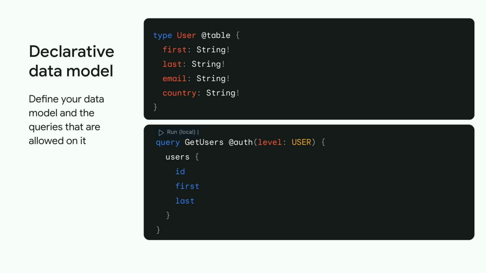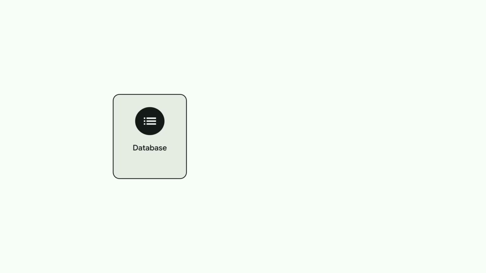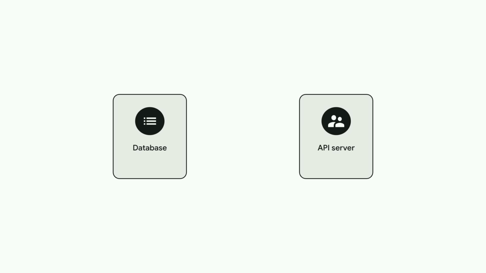Okay. Based on this information, Data Connect does three things. First, it generates the database in Postgres. Next, it creates an API server that it runs on Google's infrastructure that regulates the data access to the database. And third, it generates type-safe SDKs that you can access in your apps for Android, web, and iOS.